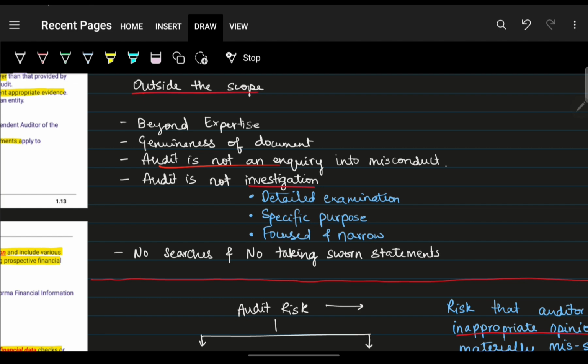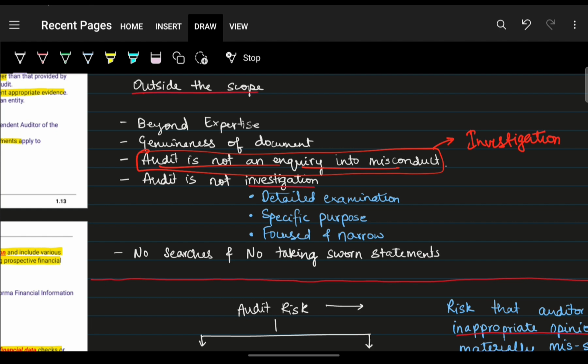And next, audit is not an inquiry into misconduct. We don't know whether there is a misconduct or not. We are just there to check whether the financial statements are prepared, in all material respects, free from material misstatement or not. We don't come in to inquire about a misconduct, because that would become an investigation. Investigation is not in the scope of our audit. It is outside the scope.